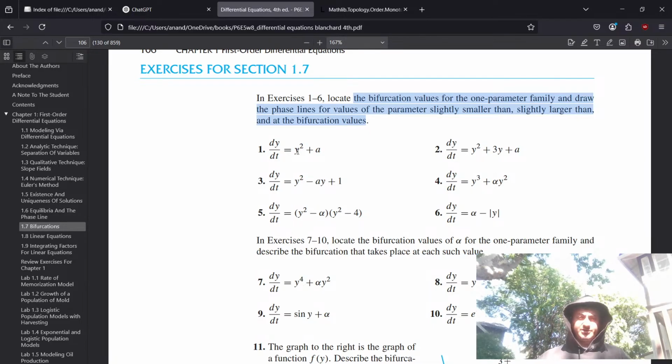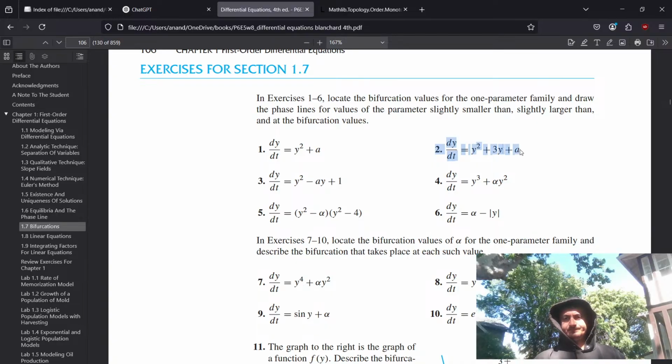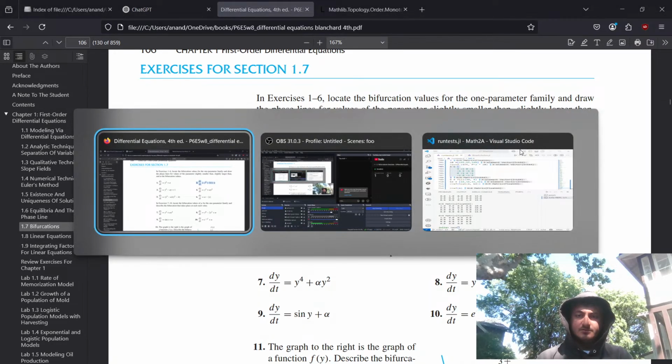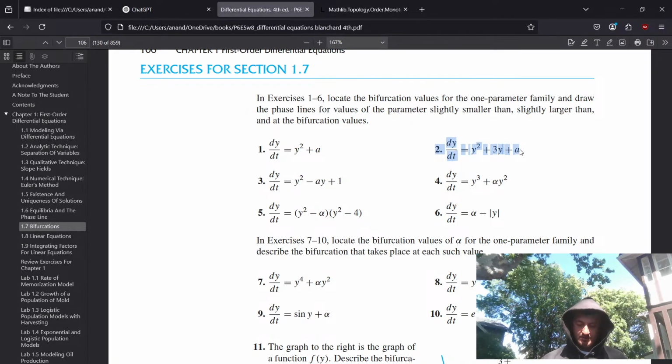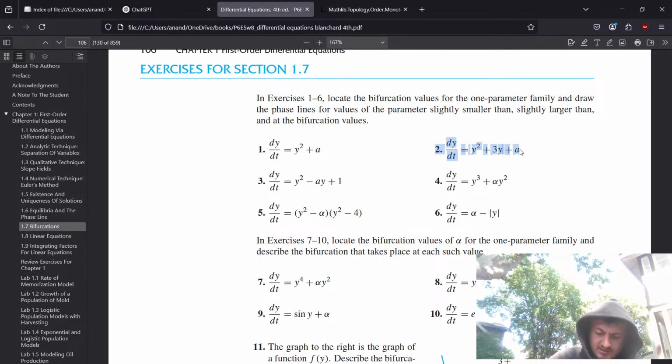All right, so number 2. So now we're on to this one. It's getting very mechanical. It's getting pretty easy. All right, so for the second one, we have dy/dt is equal to y squared plus 3y plus a. So the first thing we're going to do is set it equal to 0. So y squared plus 3y plus a is equal to 0.